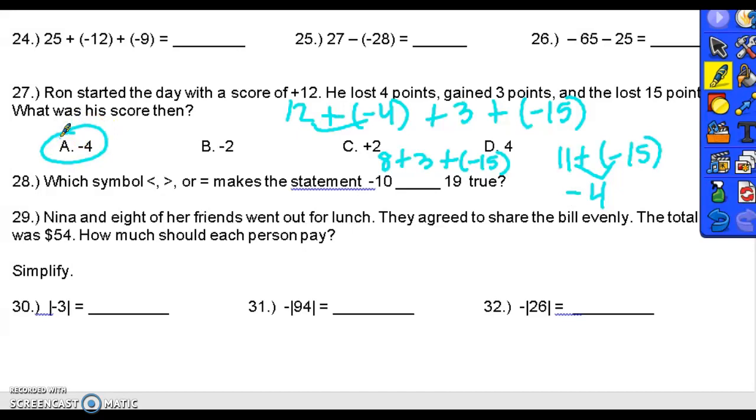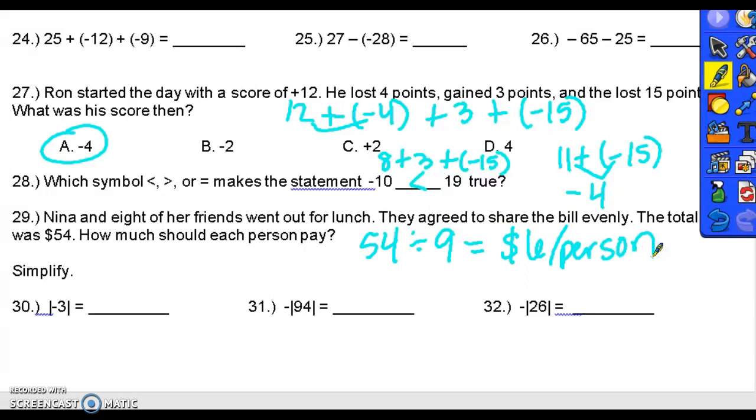28, which symbol? Negative 10 is less than 19. 29, Nina and 8 of her friends went out for lunch. They agreed to share the bill evenly. The total was $54. How much should each person pay? So this is 54 divided by her 8 friends plus her, so that's 9 people. It's $6 a person.